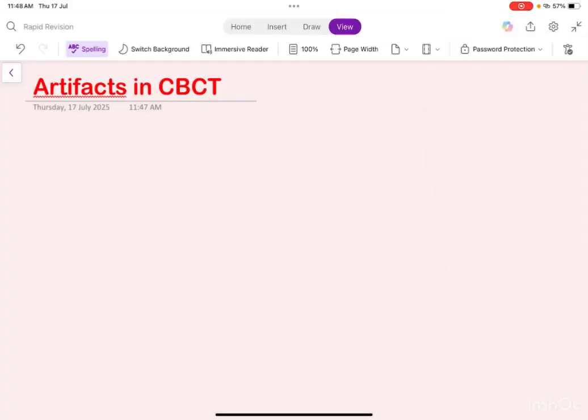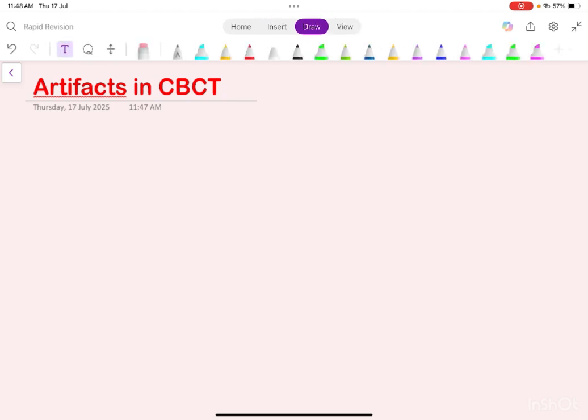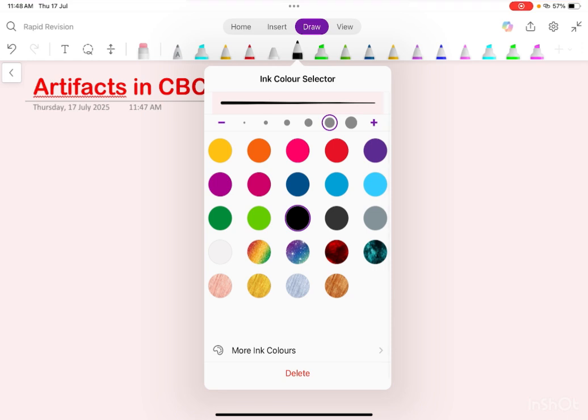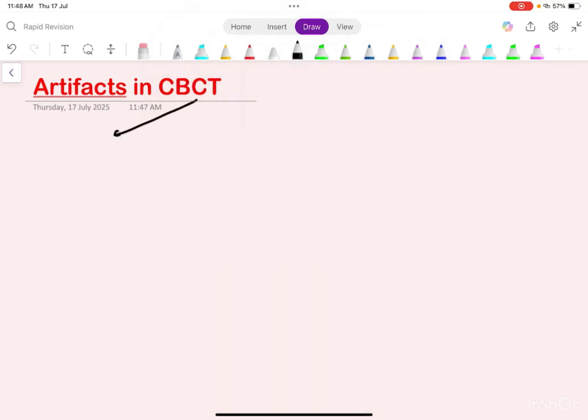In the last video, I talked about the basics of CBCT, and in this video, I'll talk about the artifacts that occur in CBCT. First of all, you should know that there are four categories. The first one is the inherent artifacts. Then the next is the patient related.